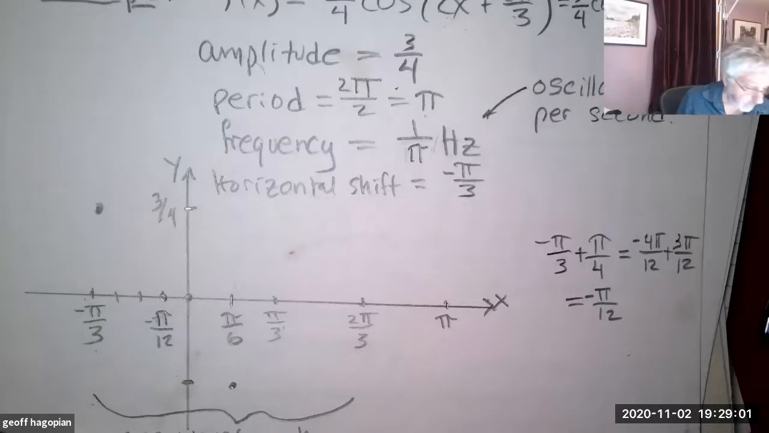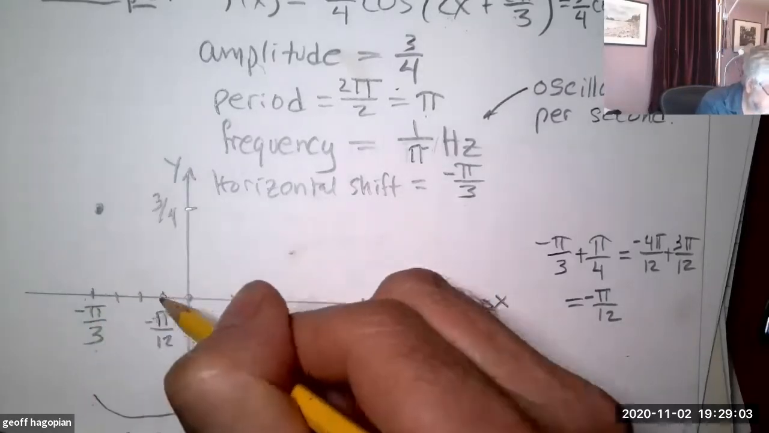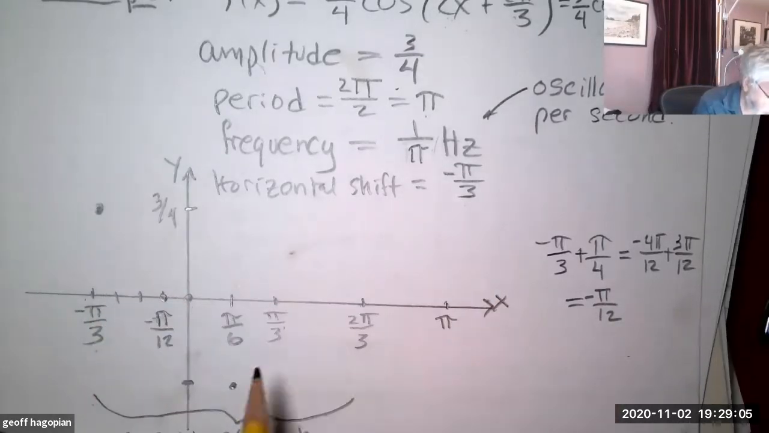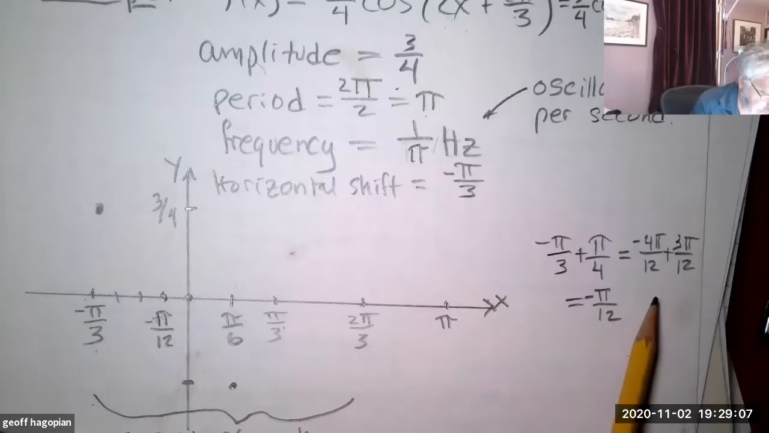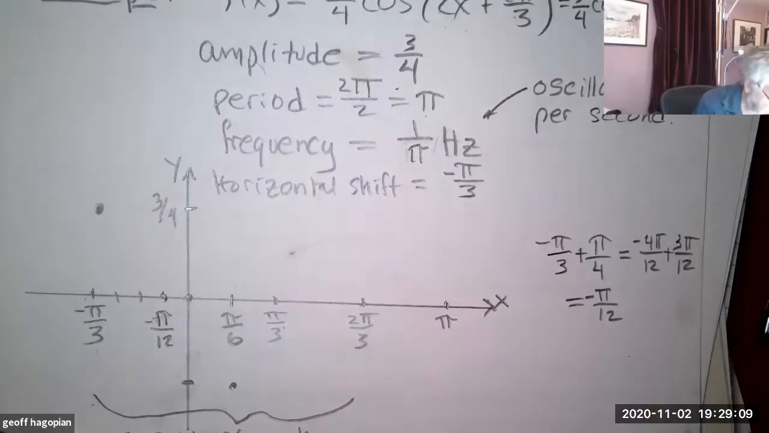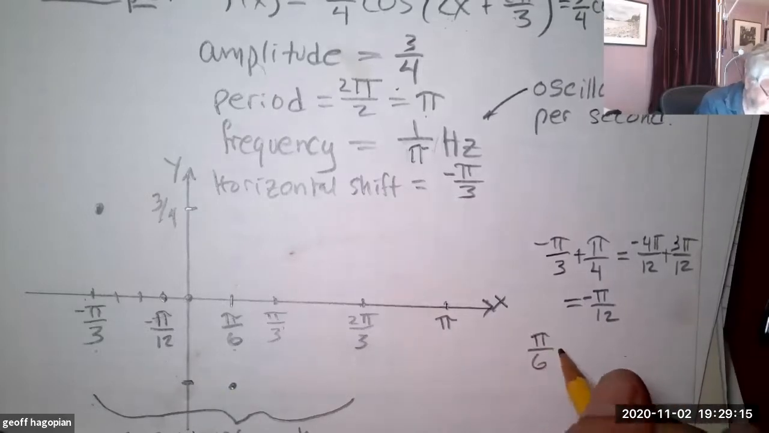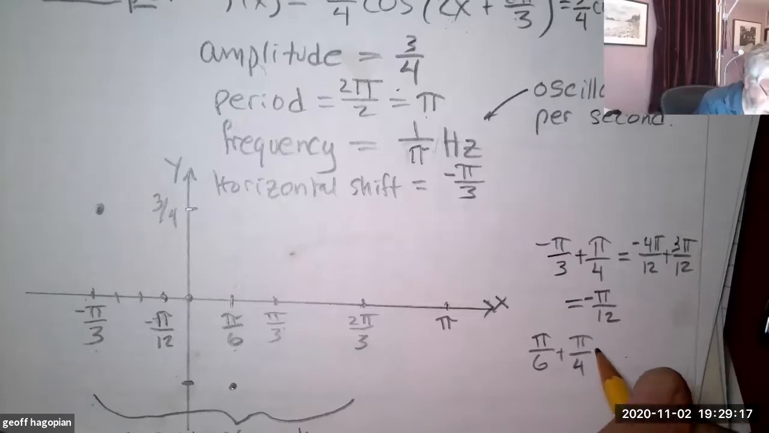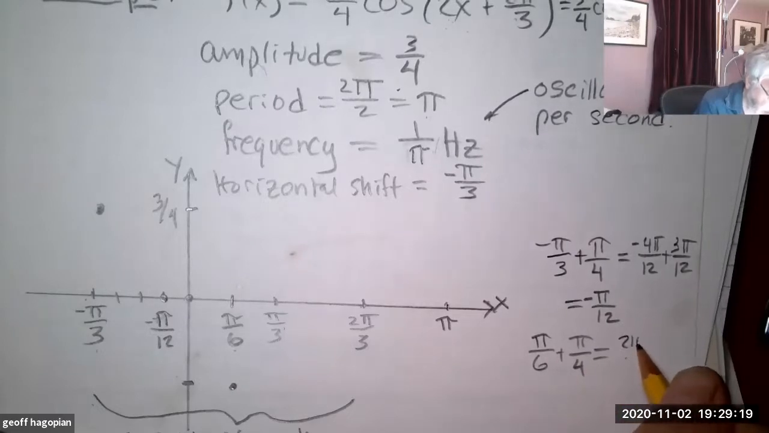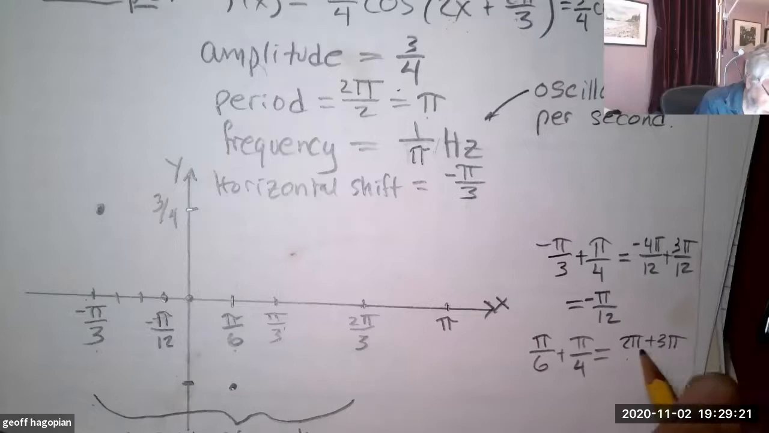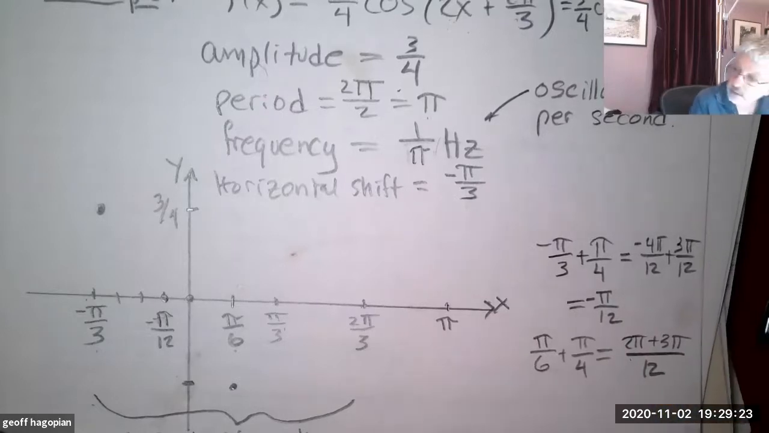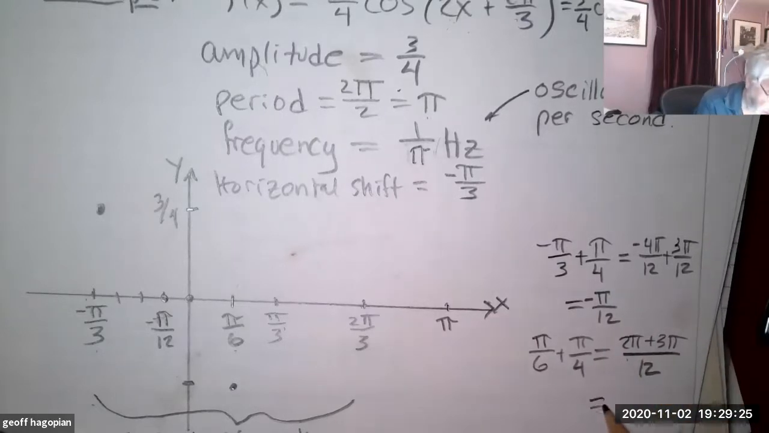Okay, so this is a quarter wavelength here. This is another quarter wavelength. A quarter wavelength is pi over 4, right? So what happens when I add pi over 4 to pi over 6? I'll do a little bit more arithmetic, right? Pi over 6 plus pi over 4. Again, the common denominator is 12, so that's 2 pi plus 3 pi over 12. That's 5 pi over 12, right?